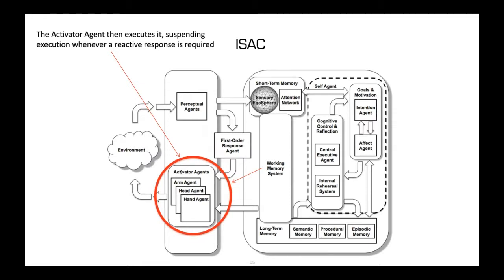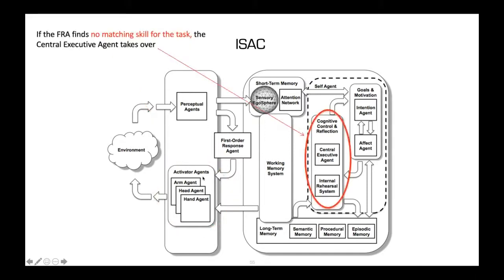And it will suspend execution if a reactive response is required. So this circuit here always takes priority, which makes sense. If something is dangerous, if something is urgent, you want to suspend what you're currently doing and react to it.